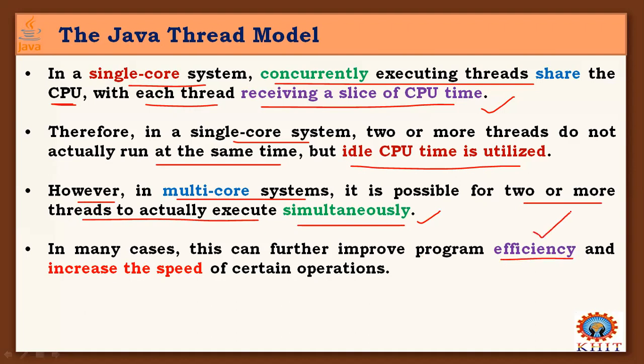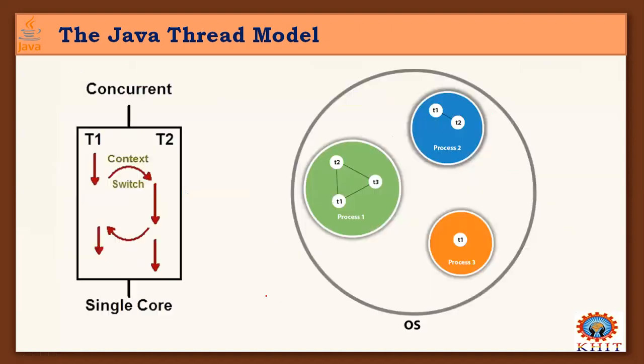It automatically improves the efficiency of a program and increases the speed of certain operations in that program. Why? Because we have multi-core systems and we divide that program into segments, and based on those segments we execute the multi-threaded concept according to the design instructions for the program. So it automatically improves the efficiency and speed of the operations.